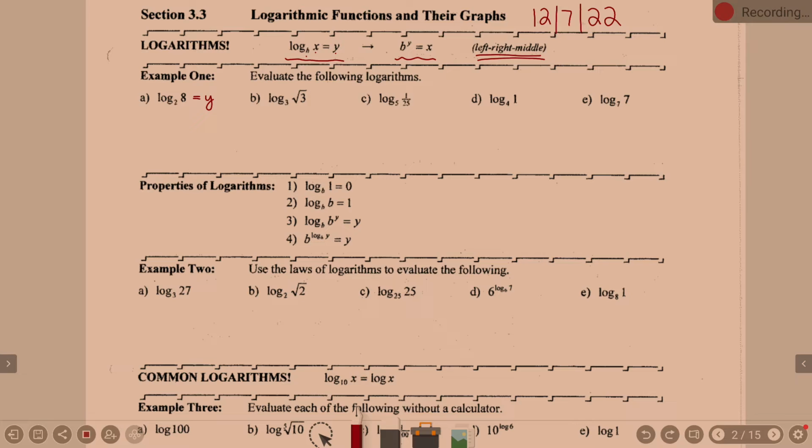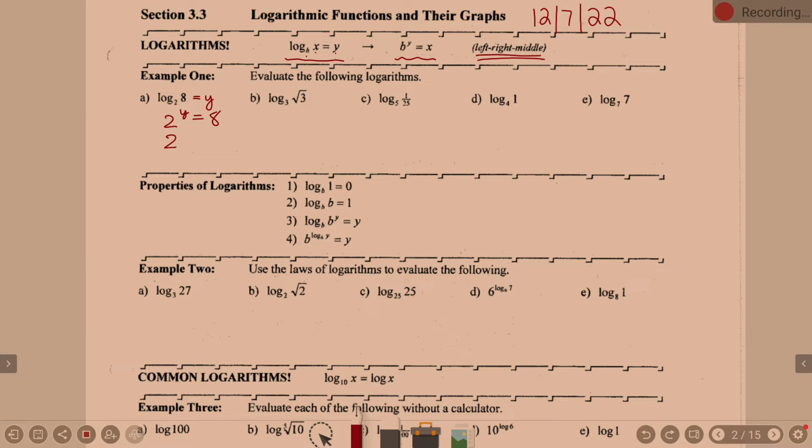2 to the y equals 8. If we take it out of log form to exponential form, left, right, middle: the 2 from the left raised to the y from the right equals 8 in the middle. Okay? So that's taking us out of log form into exponential form because now it becomes a much easier problem to solve. What do you know about 8?